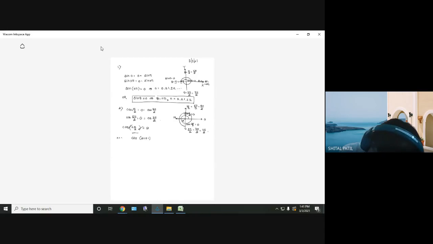So cos of 2n plus 1 pi by 2 equal to 0, or you can take minus 1 also, where n is equal to 0, 1, 2. In fact, you can take negative numbers also. Or cos theta equal to 0 implies theta equal to 2n plus 1 pi by 2, or you can write minus also. No problem.